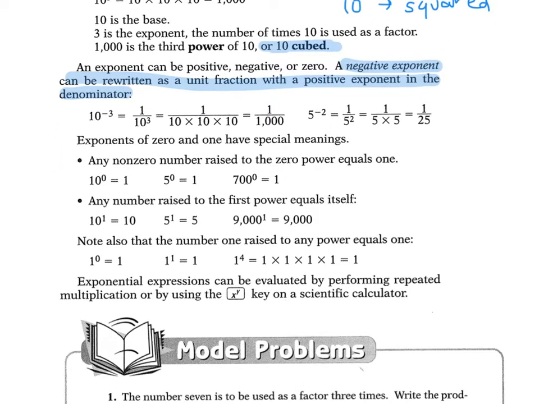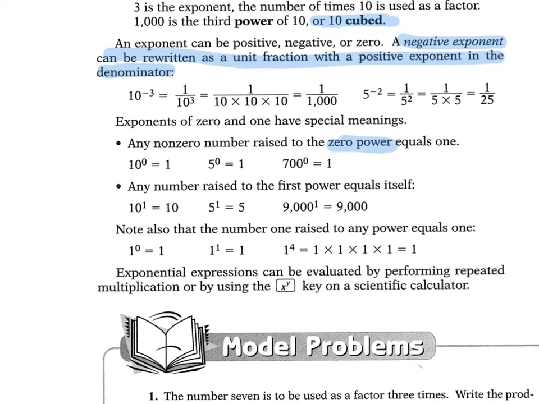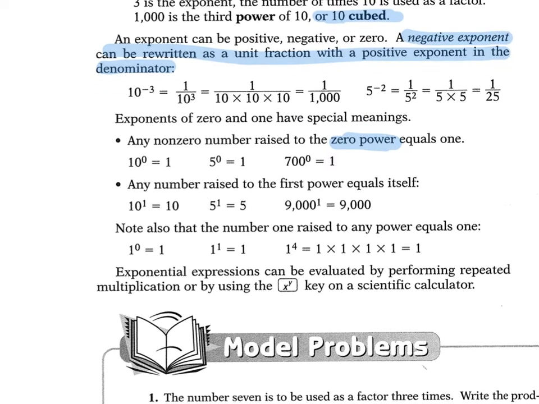Any non-zero number raised to the 0 power is equal to 1. So it doesn't matter what our number is, if it's raised to the 0 power, then it's going to be equal to 1. So if we have 10 to the power of 0, it's equal to 1. 5 to the power of 0 is equal to 1. 700 to the power of 0 is equal to 1. Any number raised to the first power equals itself. So 10 to the first power is 10, 5 to the first power is 5, 9,000 to the first power is 9,000.